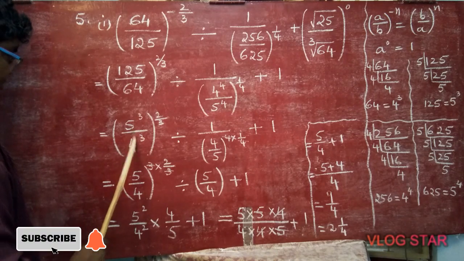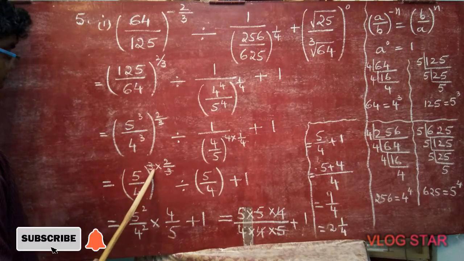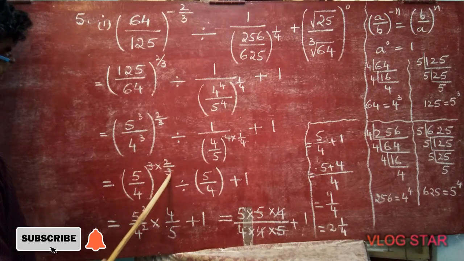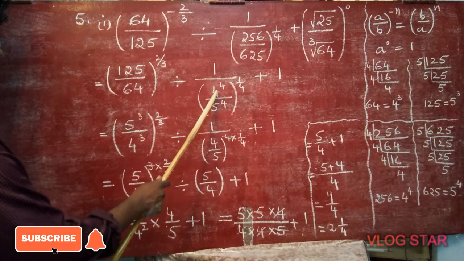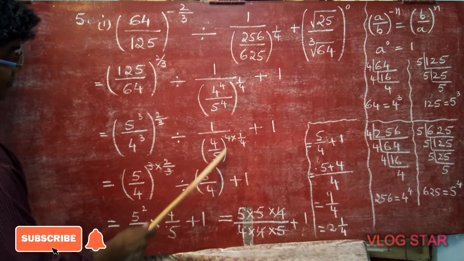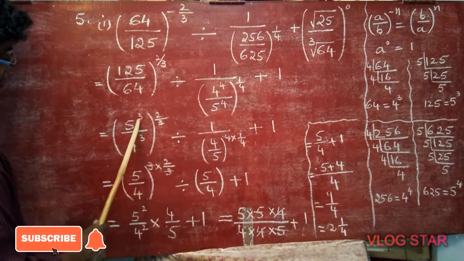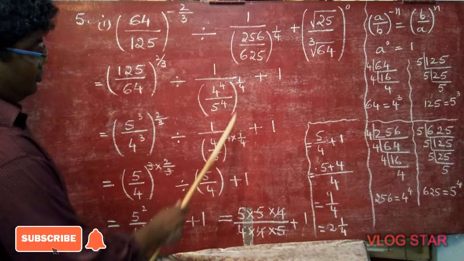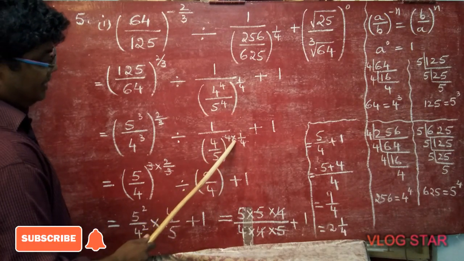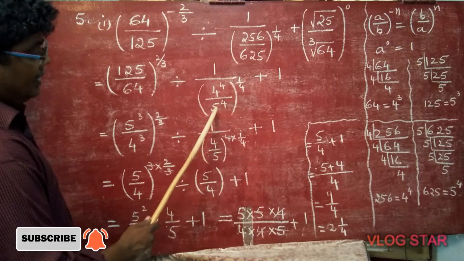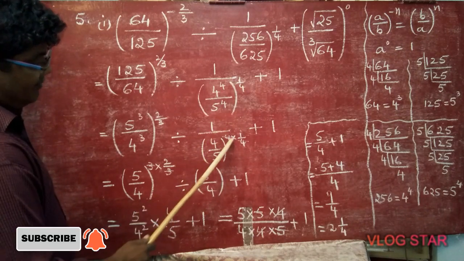So 5 by 4 whole cube into 2 by 3 divided by here 4 by 5 whole to the power of 4 because powers are same. Here also powers are same. So whole to the power of 4 into 1 by 4. Which formula we have to write here? A power m into a power n. A power m whole power n is equal to a power mn.